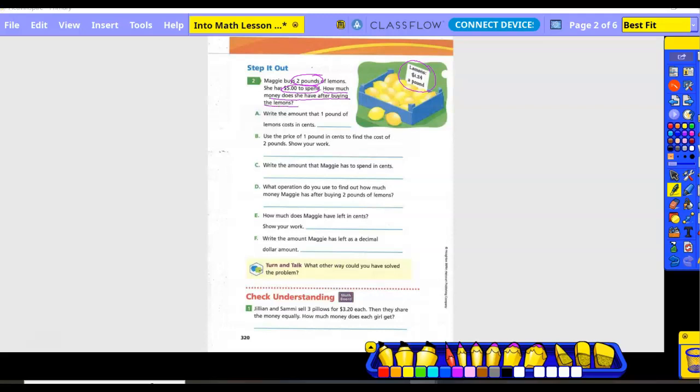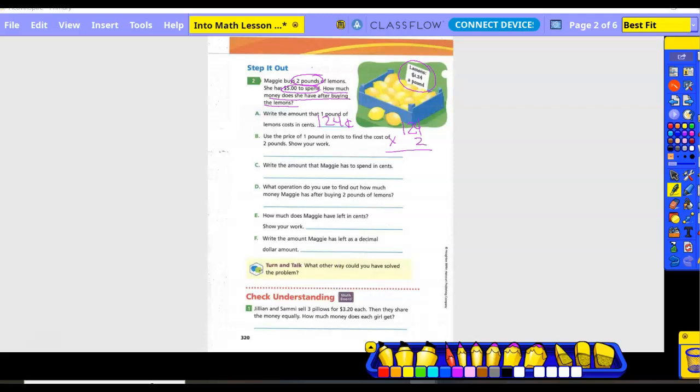So write the amount that 1 pound of lemons costs in cents. So how much does 1 pound of lemons cost in cents or in pennies? 124. Right, 124 cents. Okay, use the price of 1 pound in cents to find the cost of 2 pounds. So what am I going to do, guys? Add 124. Okay, so I can add 124 plus 124, or can I take it times 2? Either way would get me my answer.